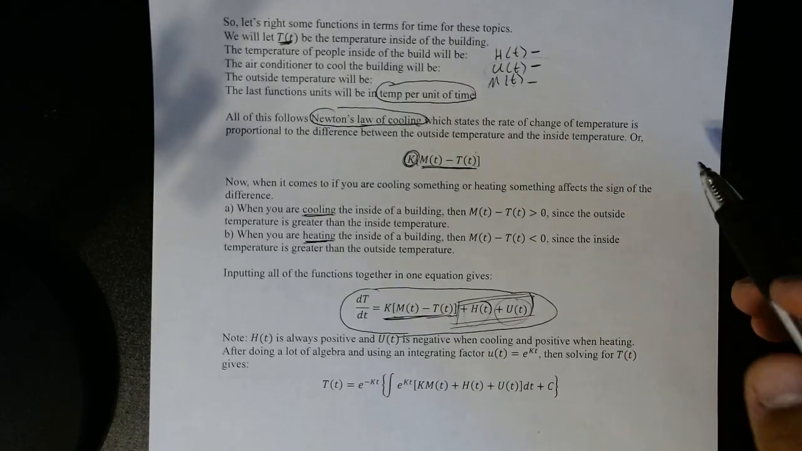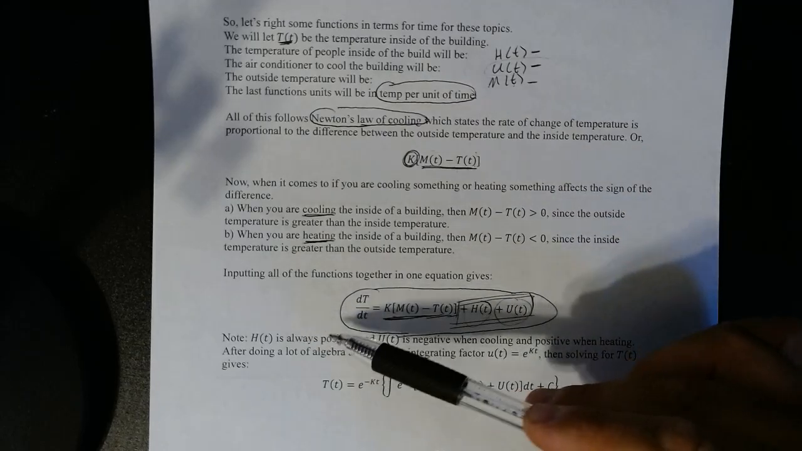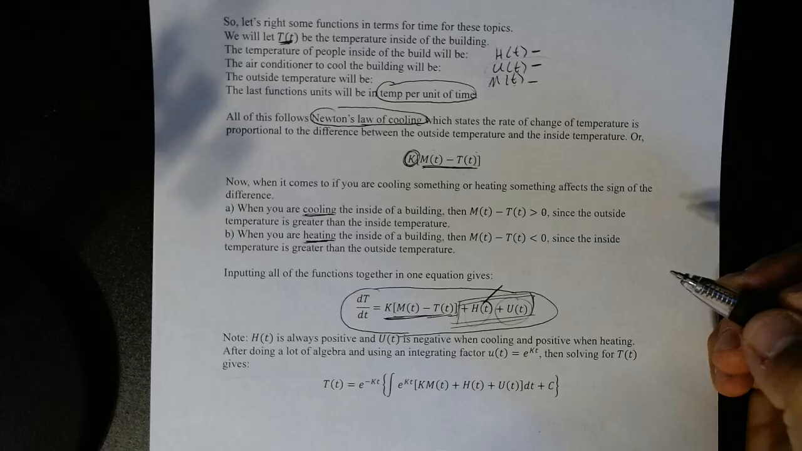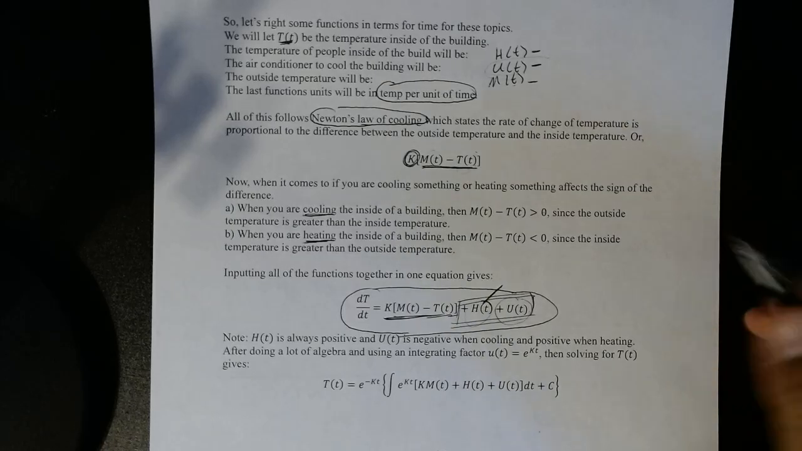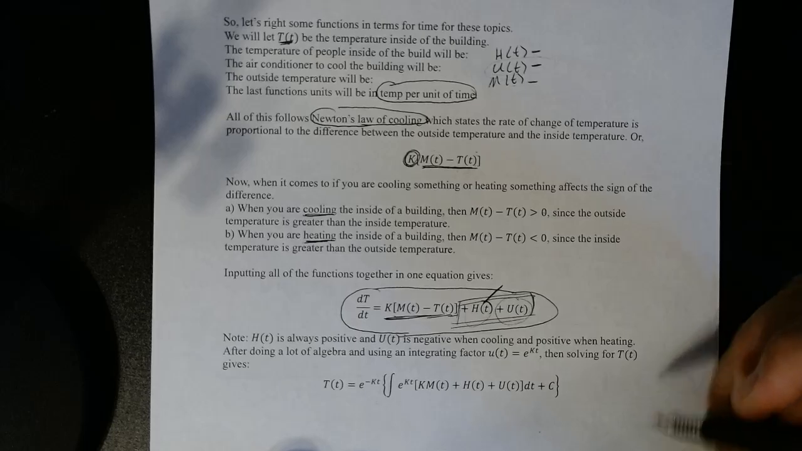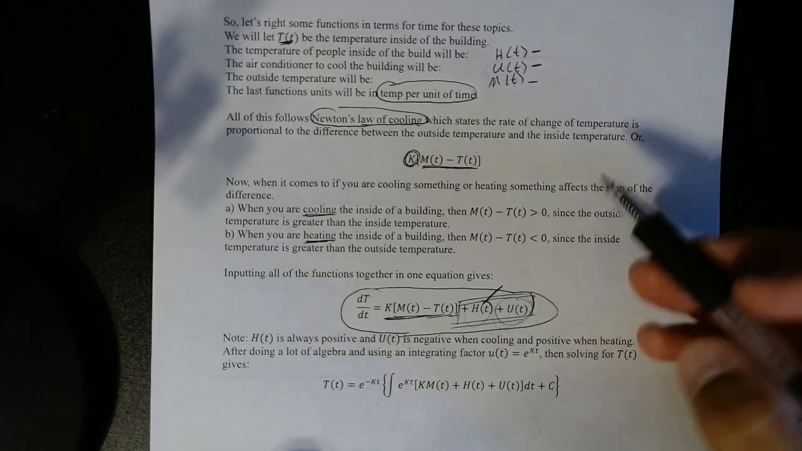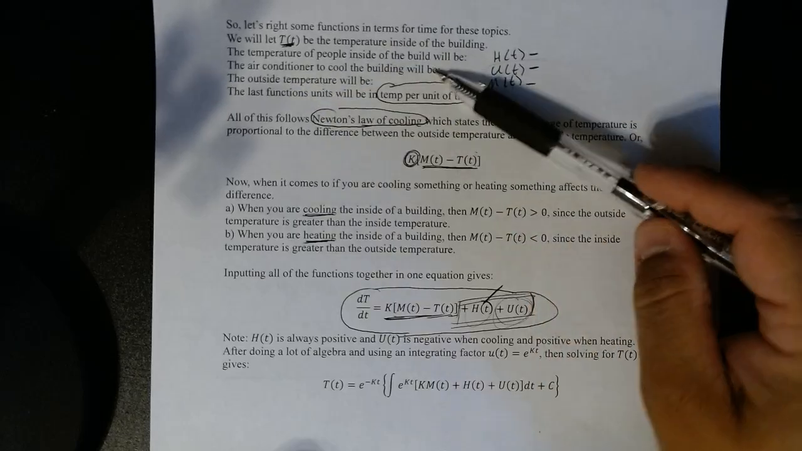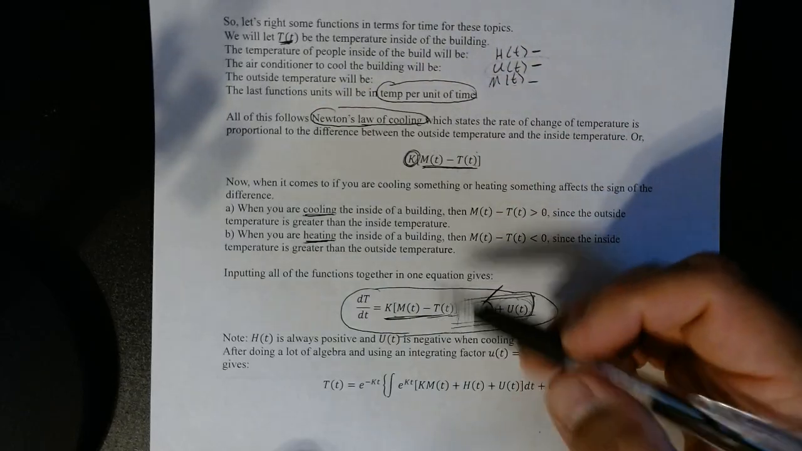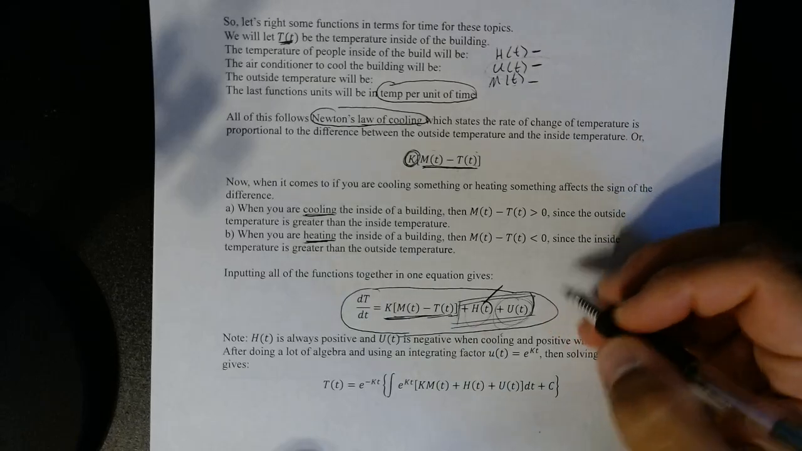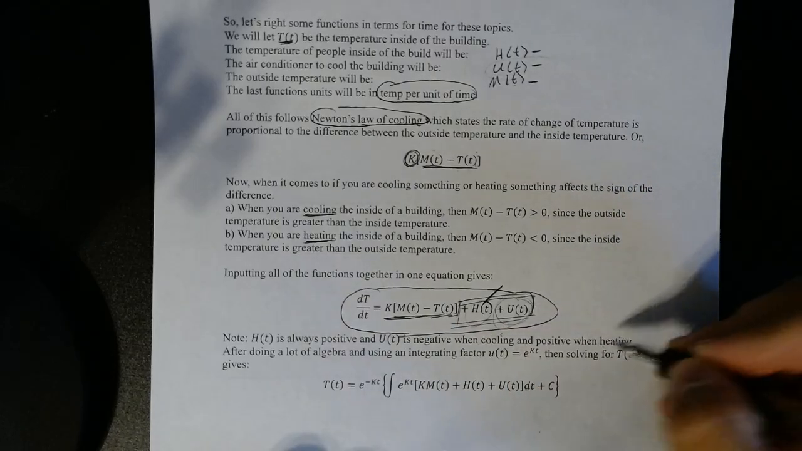Now, H of T is always positive, no matter what, because temperature of the people is never going to be negative. That would be bad, right? We always generate heat, we never reduce heat. However, U of T will change, because U of T is either the air conditioner or the heater, depending on what we're trying to do to the building. So U of T is negative when cooling and positive when heating, and that's a key thing. Cooling is always negative, heating is always positive.